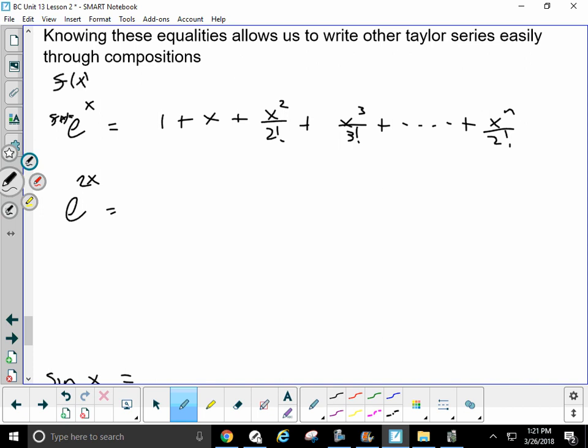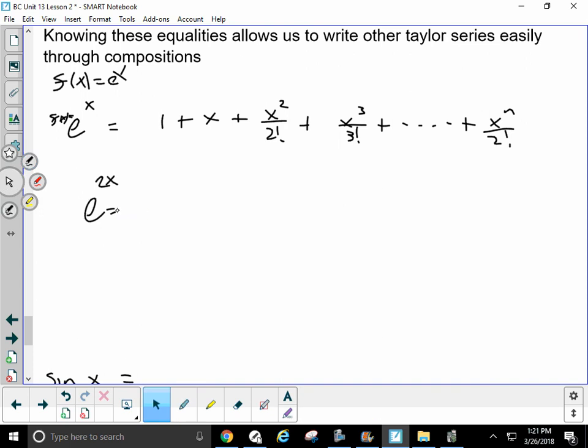So f of x equals e to the x. Now, for your quiz today, you would have to take the derivatives of e to the 2x, and you plug them into your Taylor polynomial formula, right? But I know e to the x equals this. I know the function f of x equals this series.